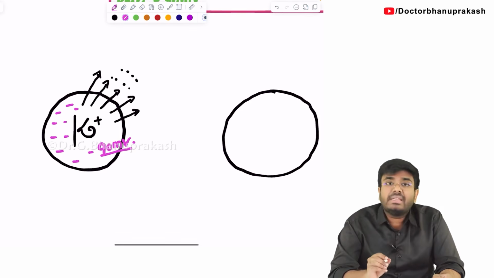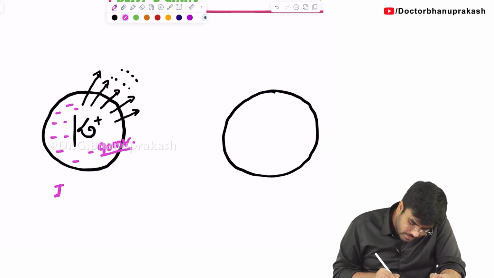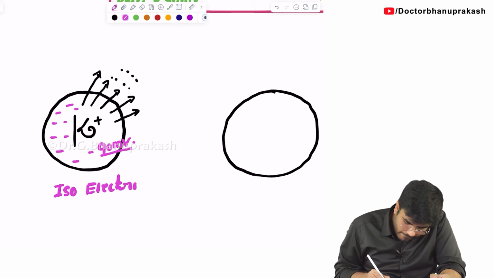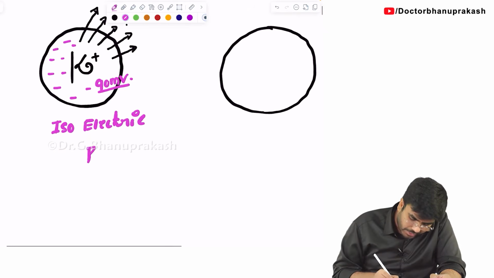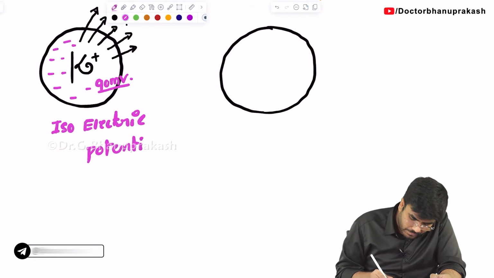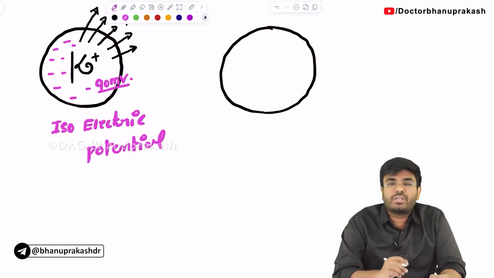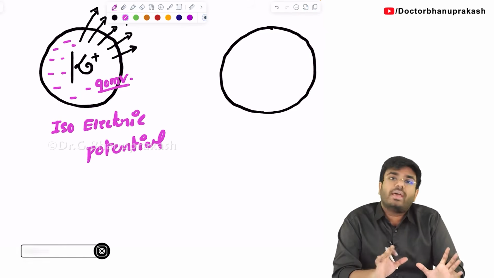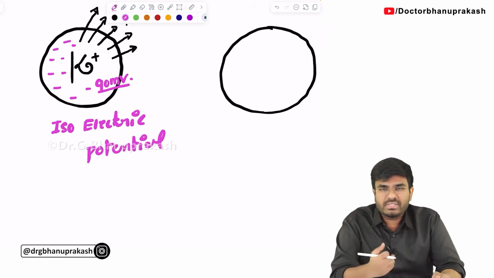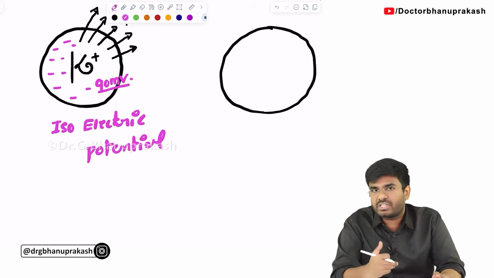So this minus 90 is called the potassium isoelectric potential, or you can say equilibrium potential. Every ion has its own value. For example, potassium. Now I am asking you, what is the equilibrium potential of the potassium, or the isoelectric potential value of the potassium?